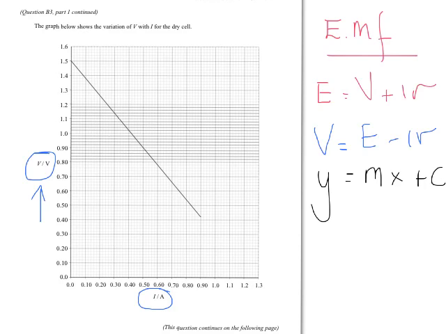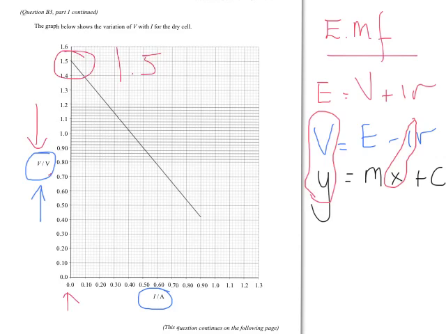Okay, and now we've got V on the y-axis and I on the x-axis, and you can see that our intercept will be the EMF, so plus c, and our gradient will give us the resistance. So let's work out the intercept first. If we look at the intercept where x equals 0, we get a value of 1.5. Check the units to make sure there isn't any times 10 to the power of anything. So it's just 1.5 volts, which is excellent.